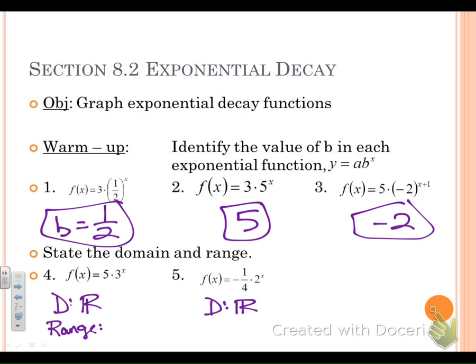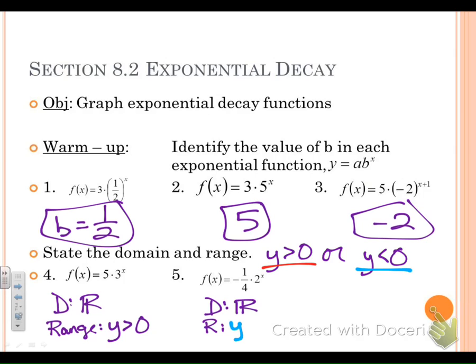I'm either writing y being bigger than 0, where the outputs are all going to be positive, or all the outputs are going to be negative. It depends on the leading coefficient. If the leading coefficient's positive, then the outputs will be positive. If the leading coefficient's negative, outputs will be negative. So, in the first case, leading coefficient is +5, so all the outputs will be positive. In the second case, however, because the leading coefficient is a -1/4, the outputs will all be negative.